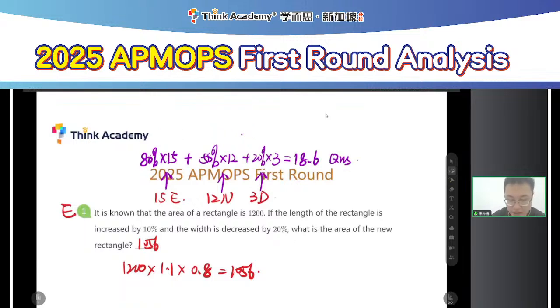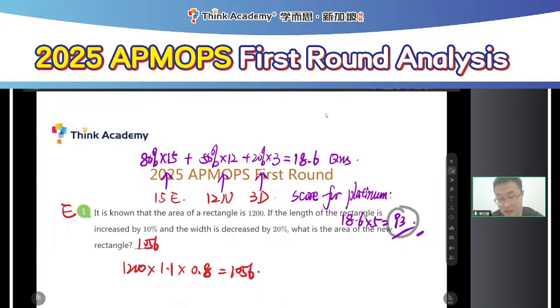So this is the estimation line. Now the score for the platinum, simply times 5, is 93. Yeah, this is my estimation. I think it's 93. So if you get more than 93, I think it's okay. It's safe. 107, I think it's good. Not that good, but I think good for this paper.